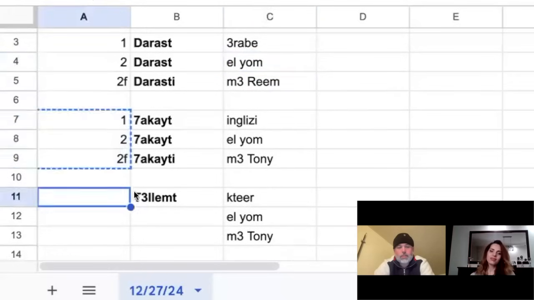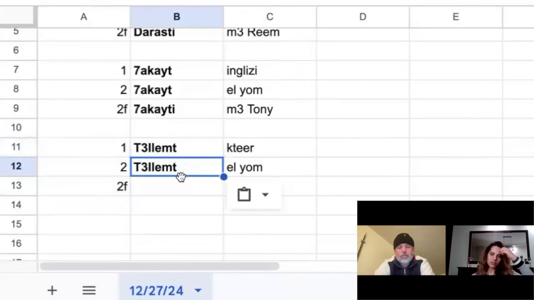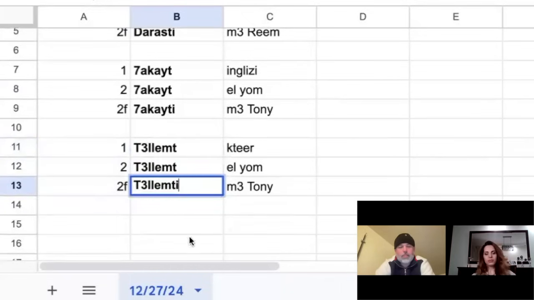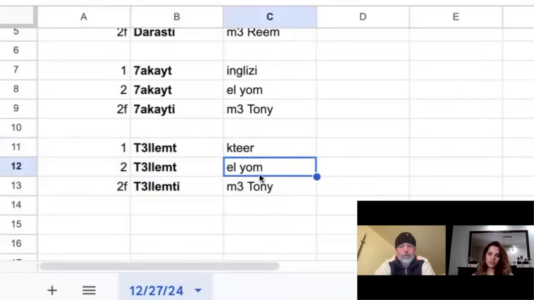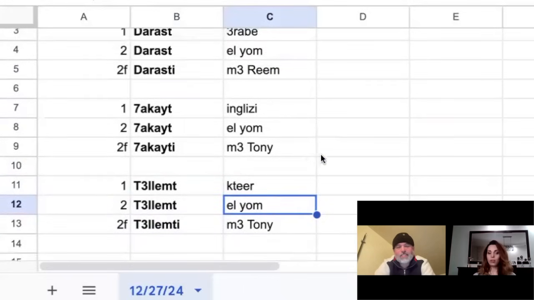Same pattern. تعلمت should become تعلمتي to a female. So, I learned a lot today: تعلمت كتير اليوم. وانتي تعلمتي كتير اليوم يا ريم. إيه تعلمت كتير اليوم مع توني.